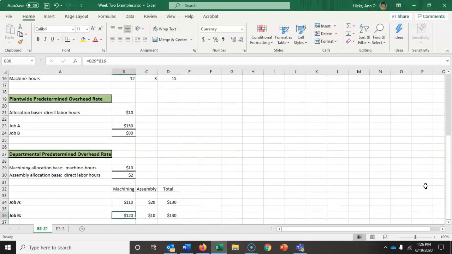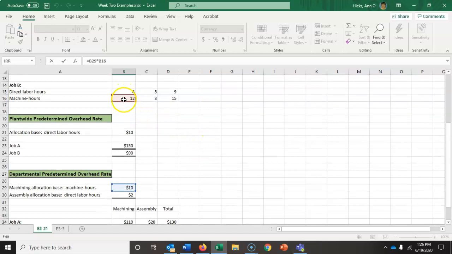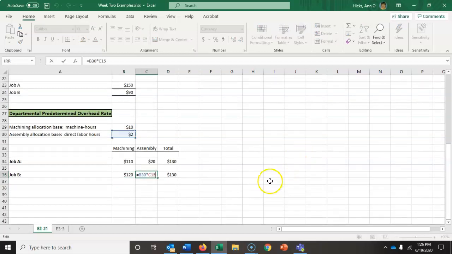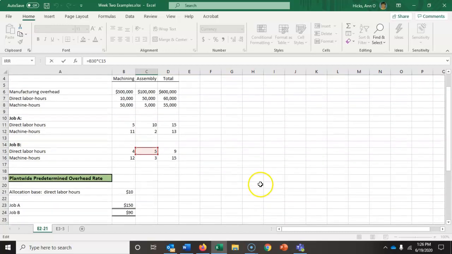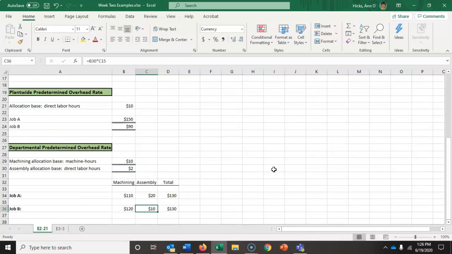Job B will go through the same process. We'll take in the machining department, we will take the $10 and multiply it by the 12 machine hours incurred on job B, come up with $120. And then in the assembly department, we will take the $2 predetermined overhead rate, multiply it by the 5 direct labor hours incurred in job B, come up with $10, a total of $130.